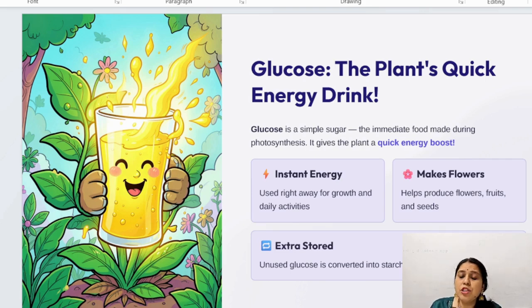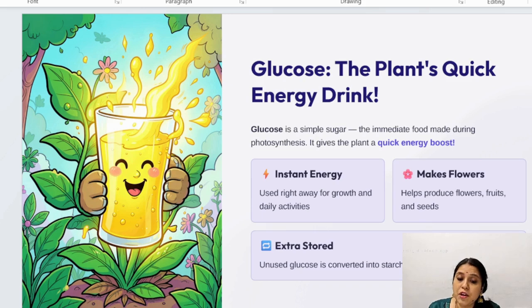So plants use glucose immediately, just like you all do. How? Whenever you eat biryani, suddenly you feel energetic for 10 to 15 minutes and then again you feel sleepy, right? Yes, but children, the question arises here, what happens if plants make extra glucose?